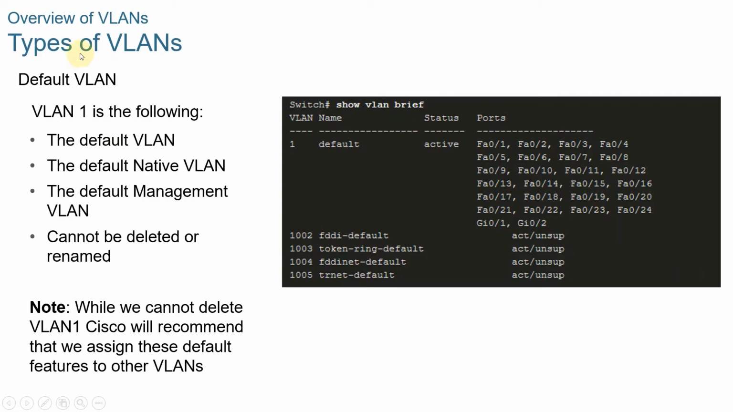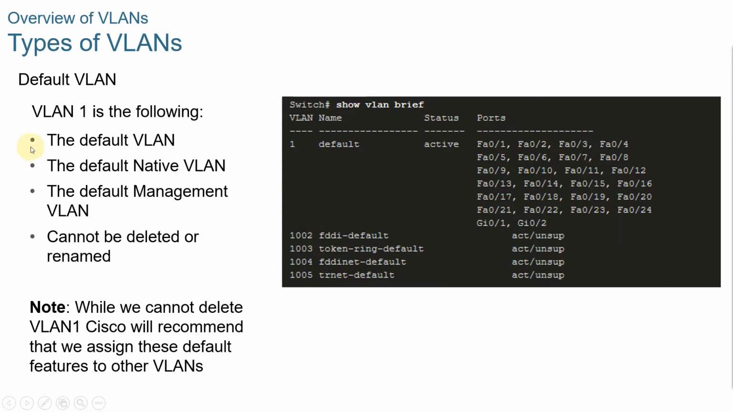Let's talk about the types of VLANs. So there are several types of VLANs. VLANs are used for different reasons in modern networks. Some VLAN types are defined by traffic classes, other types of VLANs are defined by the specific function they serve. And we name the first one the default VLAN.